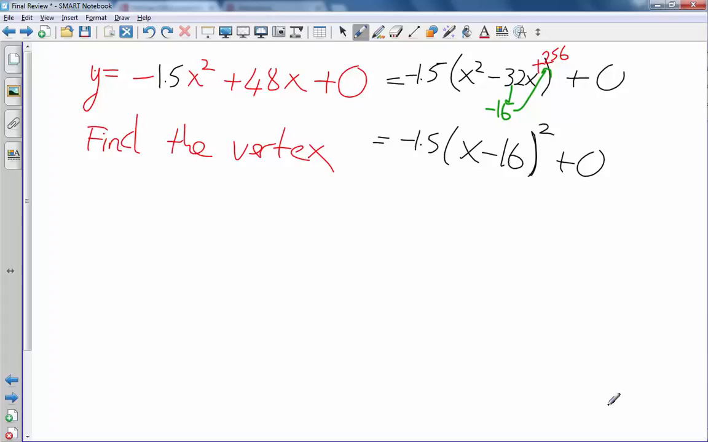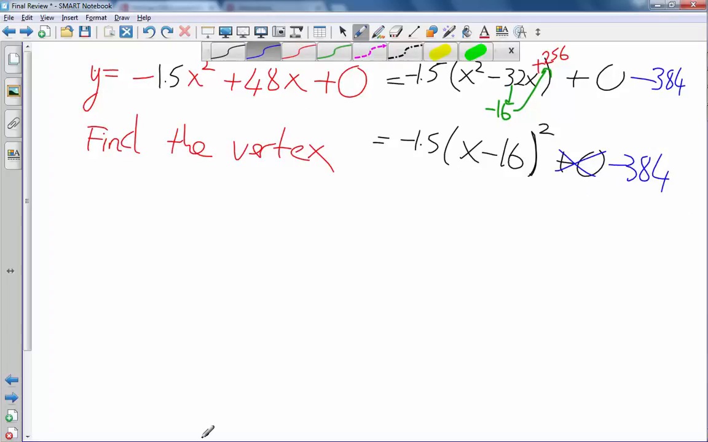Negative 1.5 times negative 16. Not 16, you're multiplying wrong. Minus 1.5 and 256 must be multiplied. So what is it? 384? Thank you. So this thing is negative 384.